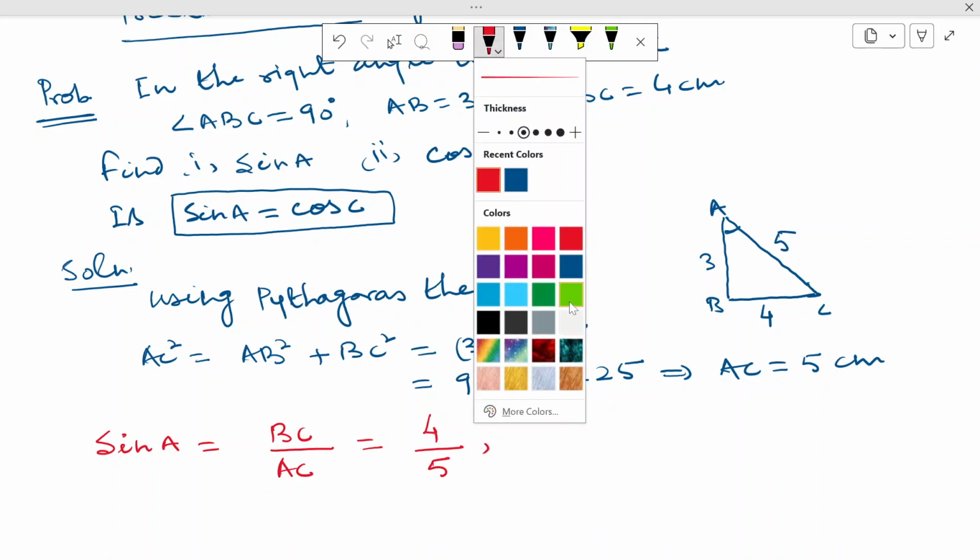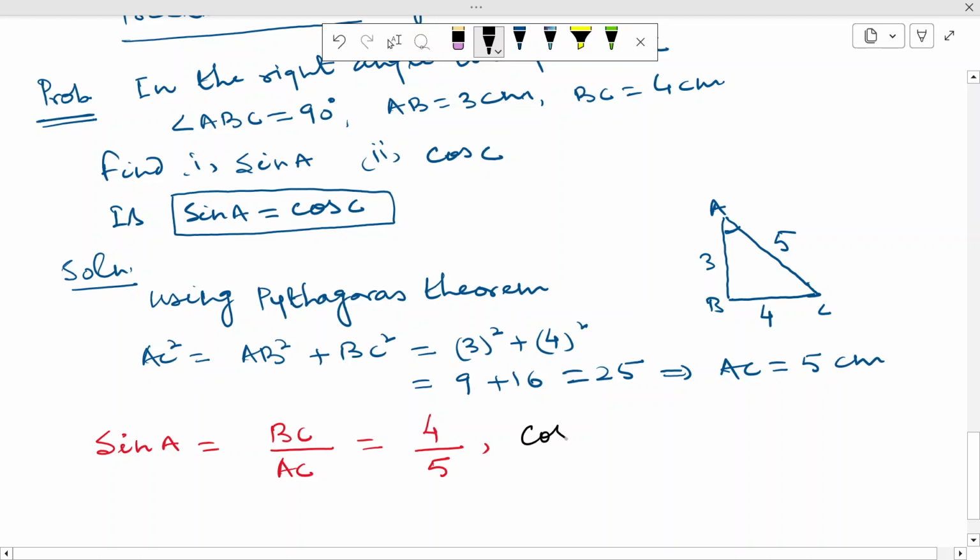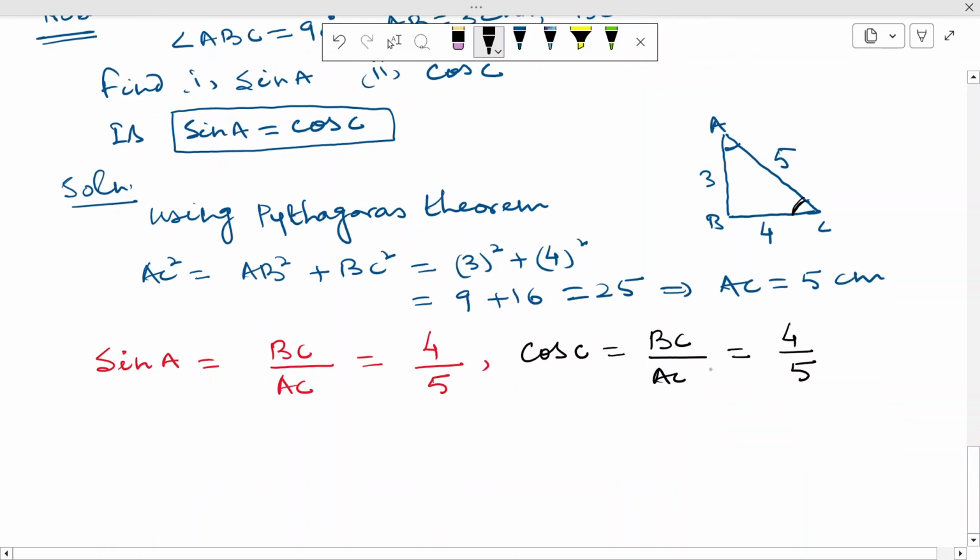Next, we obtain the value of cos. So, cos of angle C will be, when we obtain the cos of any angle, we have to consider the adjacent side. If you consider this angle C, the adjacent side is BC. So, that is BC over hypotenuse, which is AC. The measure of BC is given as 4, so this is coming out as 4 over 5. So, this is the first and second part of this problem.